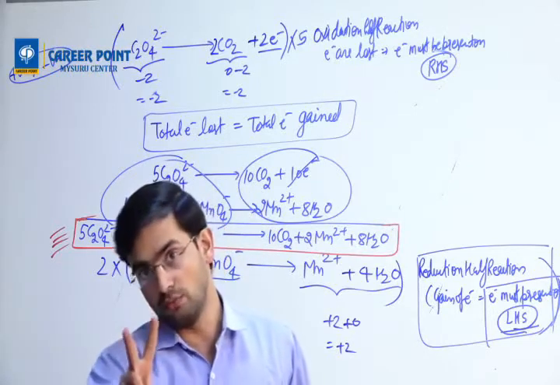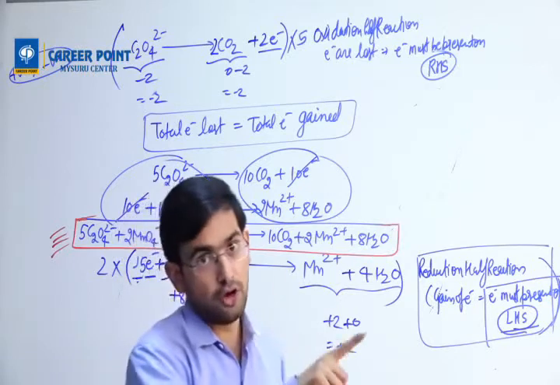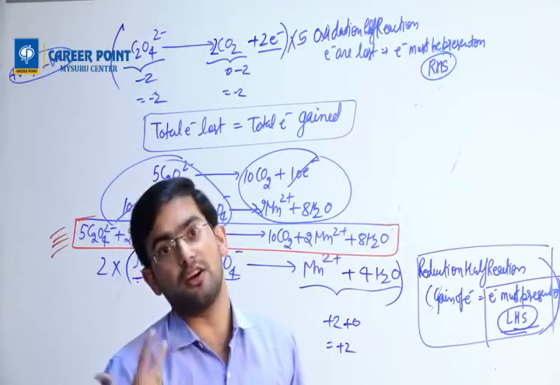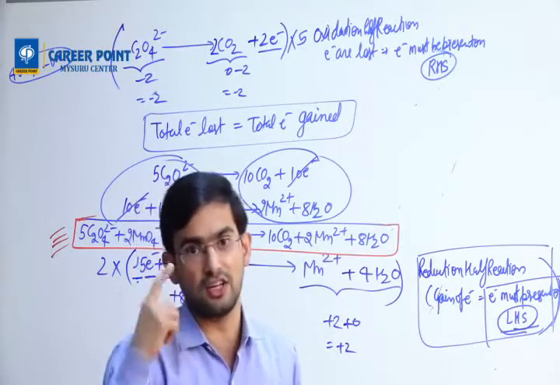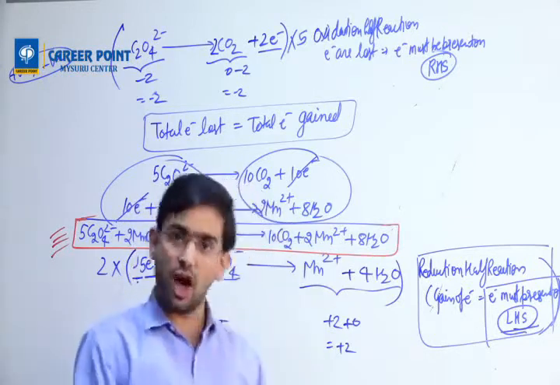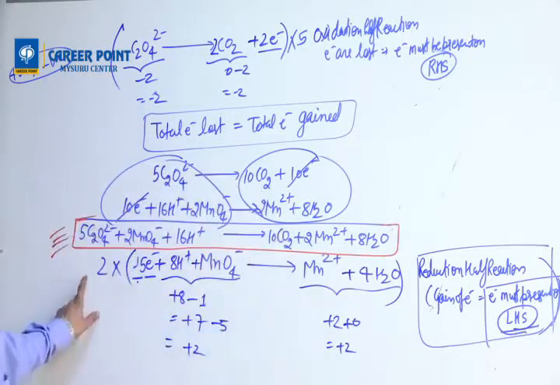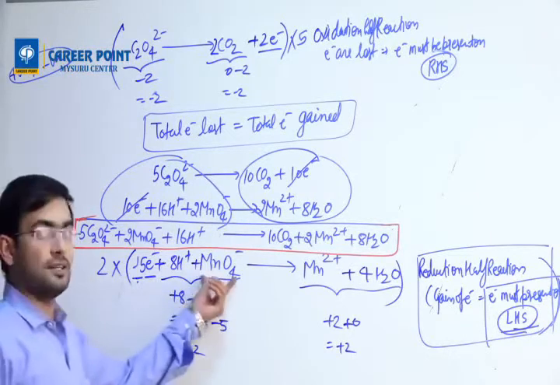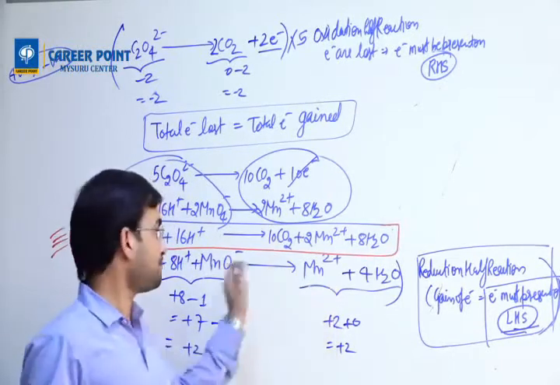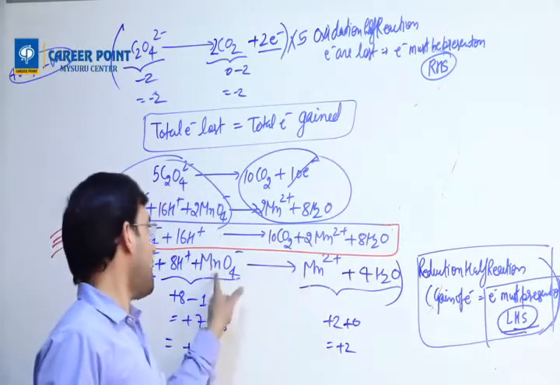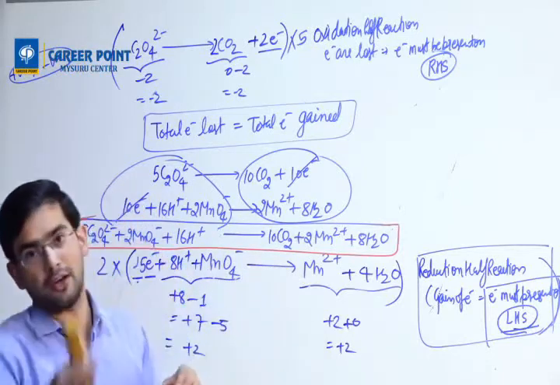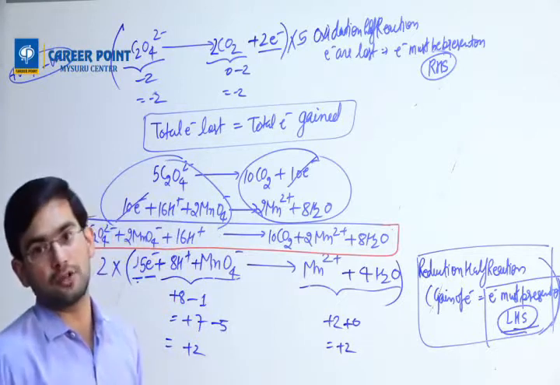So there should be two changes. One should be undergoing oxidation, one must undergo reduction. If you have only reduction, it can't be a redox reaction. You should have both reduction as well as oxidation. Then, once you are satisfied that it is a redox reaction, we come to the ion electron method. We write one species undergoing a change, the same atom. Then we balance this individual reaction by balancing the atom first, followed by oxygen, followed by hydrogen, followed by charge.